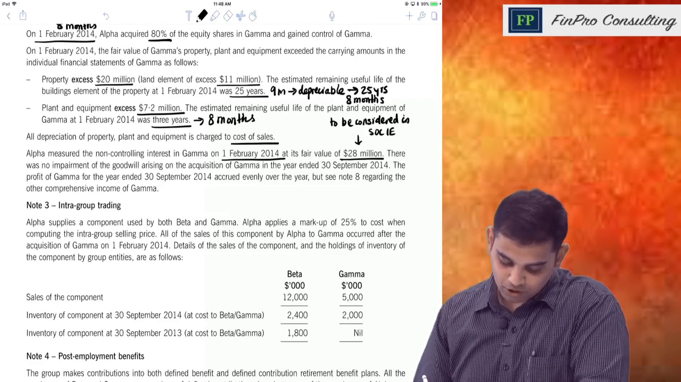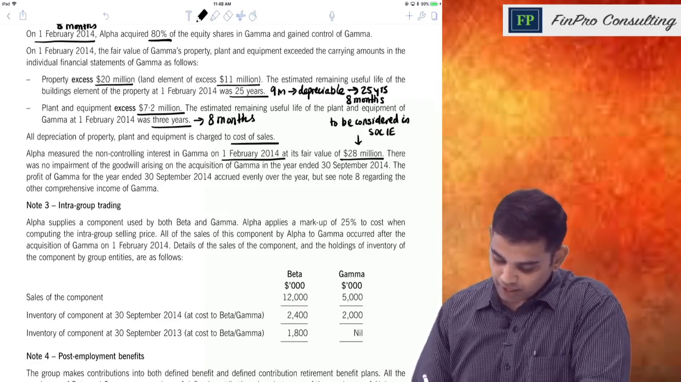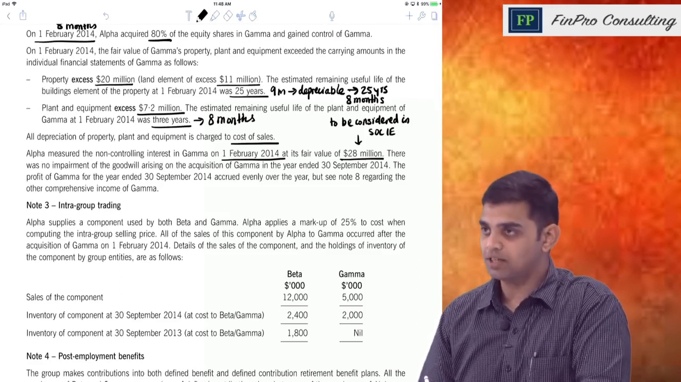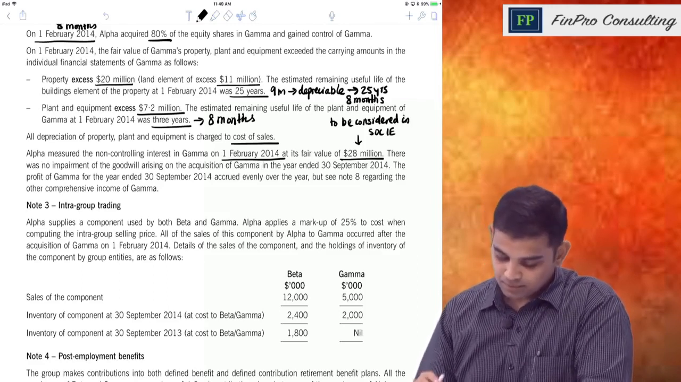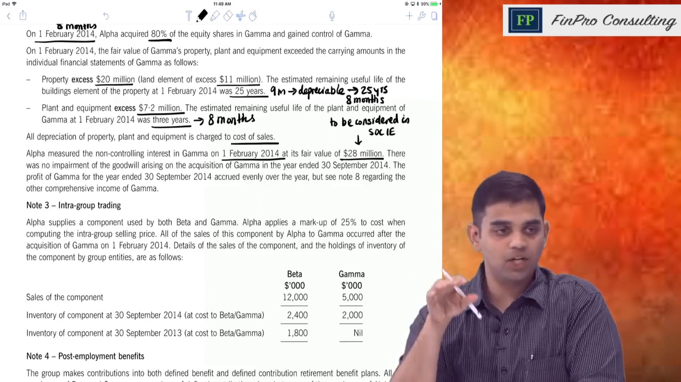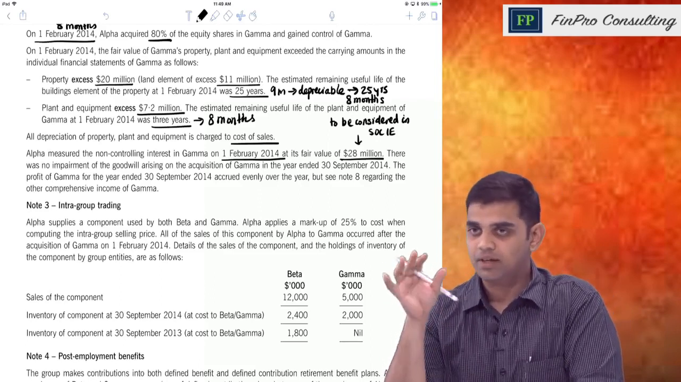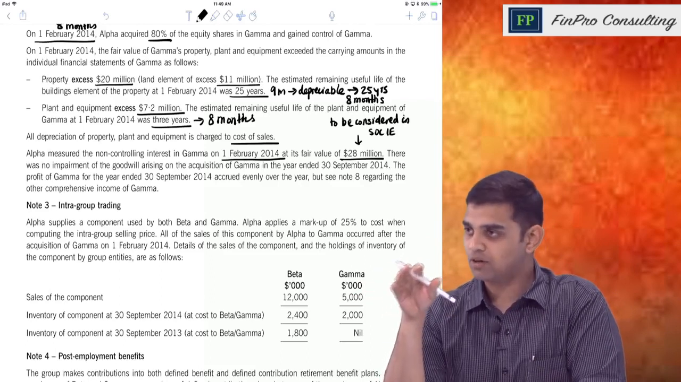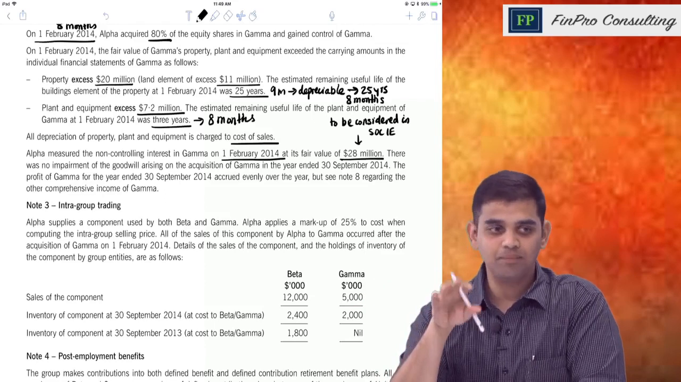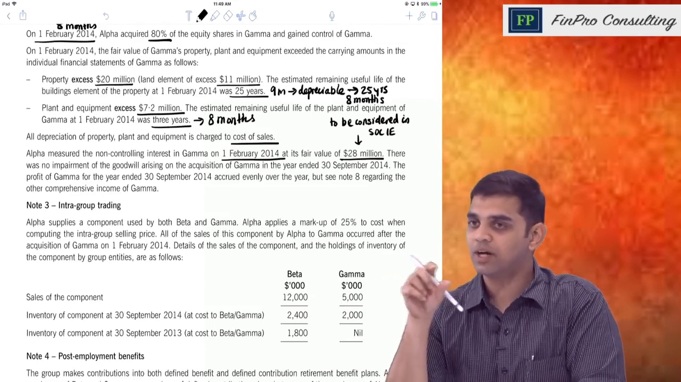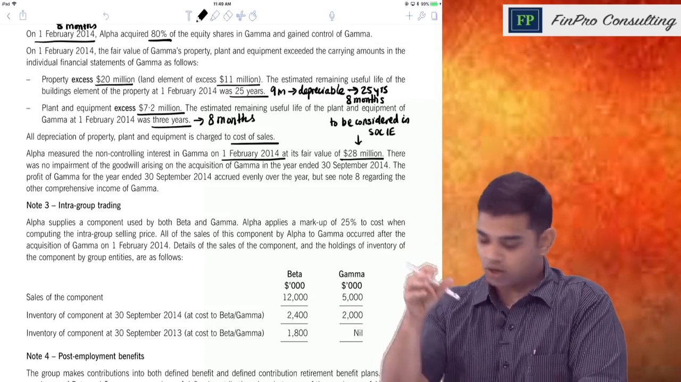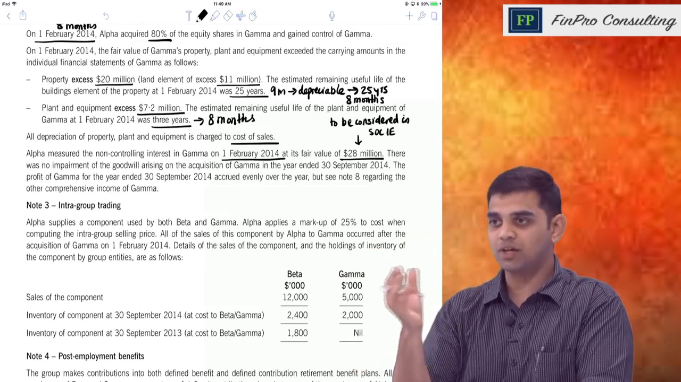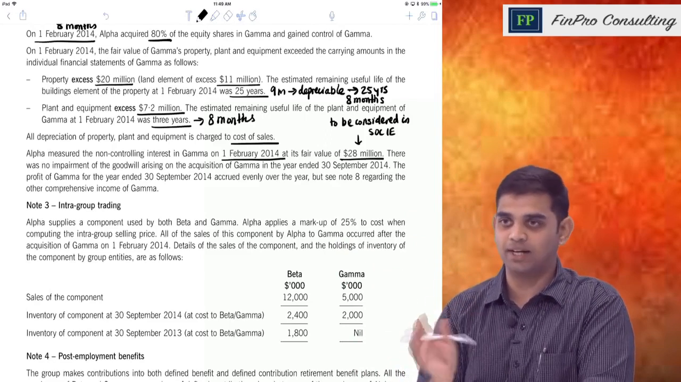The profit of Gamma for the year ended 30th September 14 accrued evenly over the year, but see note 8 regarding the other comprehensive income. Now what they are saying is, this acquisition was done in the middle of the year and 8 months are remaining. In practice, the profit cannot accrue evenly throughout the year, but for computation purposes in the exam, they have clearly given that you can do it on a pro rata basis. So all these numbers in the P&L are on a 12 months basis. So pro rata 8 months you can consider in the calculation of line by line consolidation.